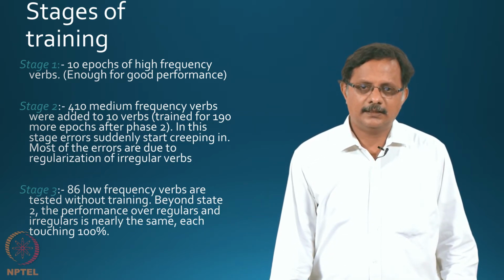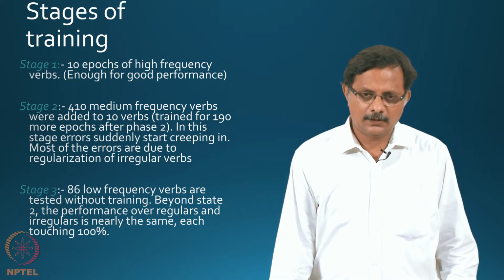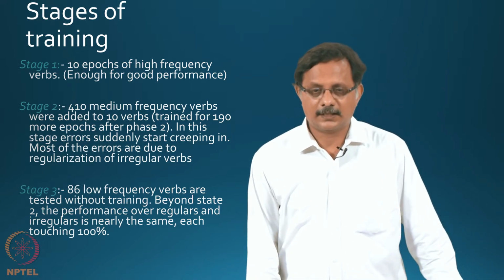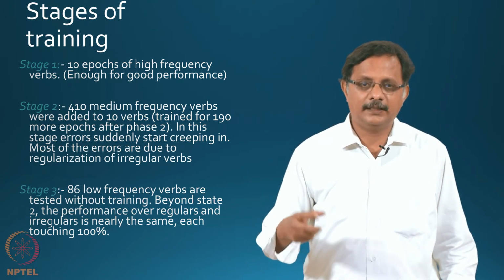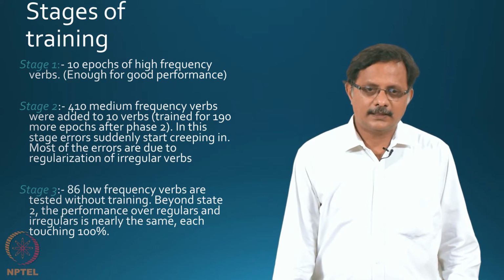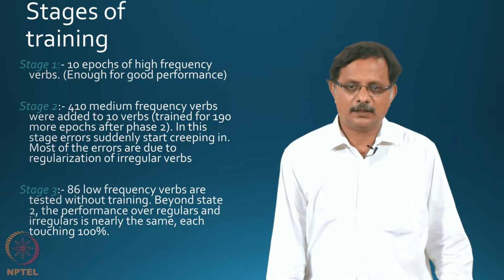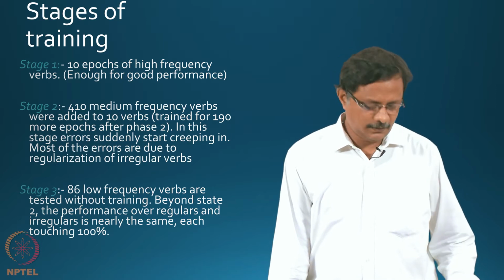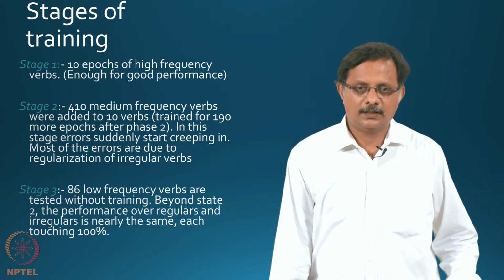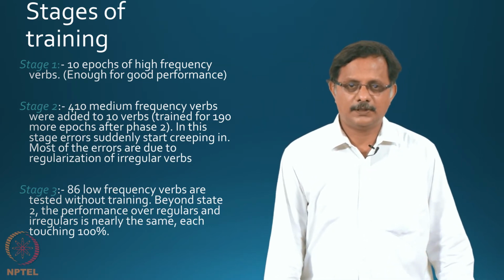In this stage, suddenly errors started creeping in. The network started making mistakes on the irregular verbs and started regularizing them. That is, it started wrongly supplying the ed or d ending to some of the irregular verbs. Then in stage 3, 86 low frequency verbs were tested without training, and beyond stage 2, the performance on regular and irregular verbs is nearly the same, each touching 100%. That is, once you go beyond 200 epochs, the performance on both regulars and irregulars tended to be the same.